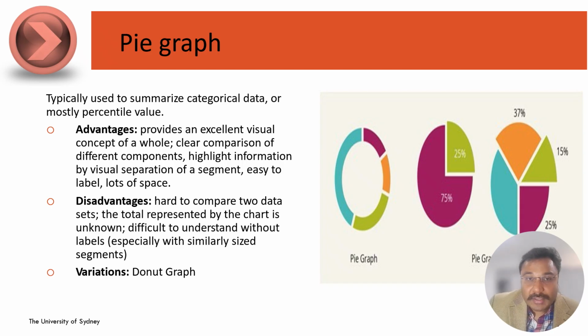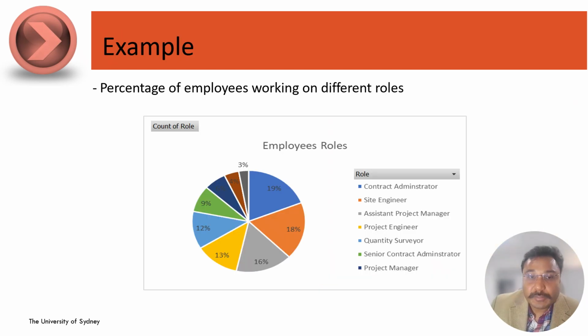However, like other charts, pie charts have limitations. It is difficult to compare multiple data sets using pie charts, and it can be hard to interpret if the segments are similar in size. Also, without labels, pie charts can be confusing. There are variations such as the donut chart, which is functionally similar but has a different visual style.